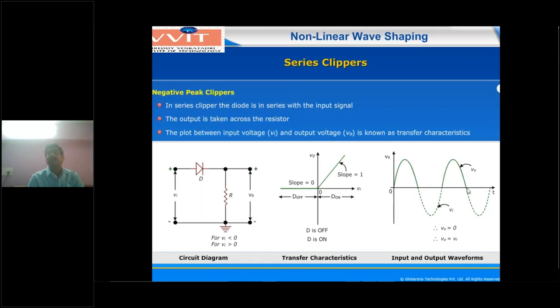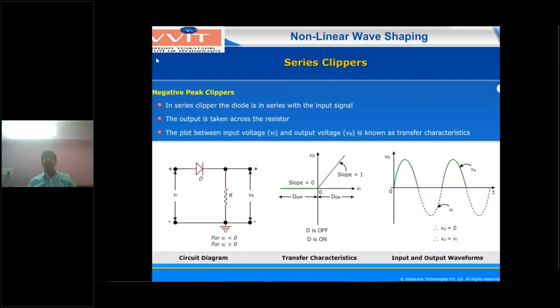And now what is this diagram? This is the output waveform. The input waveform is a sinusoidal waveform, and both the positive peak and negative peak are contained. Now what is the reference voltage? Here there is a resistor whose other end is connected to ground. So the reference voltage is nothing but 0 volts. Now, input voltage VI.